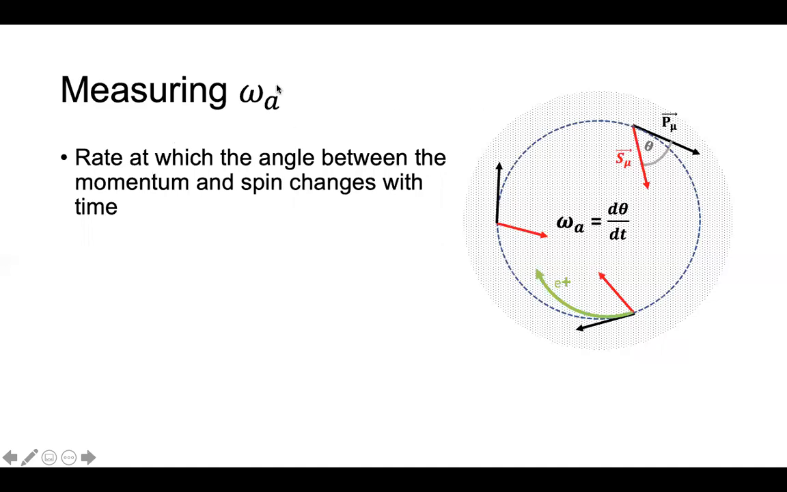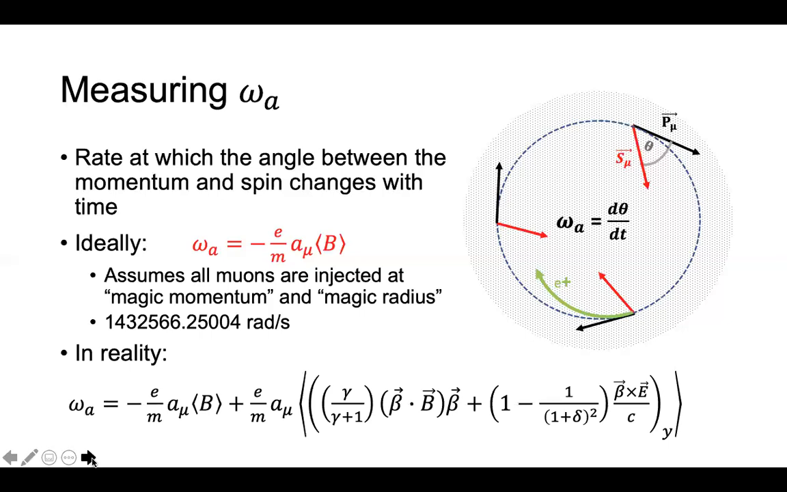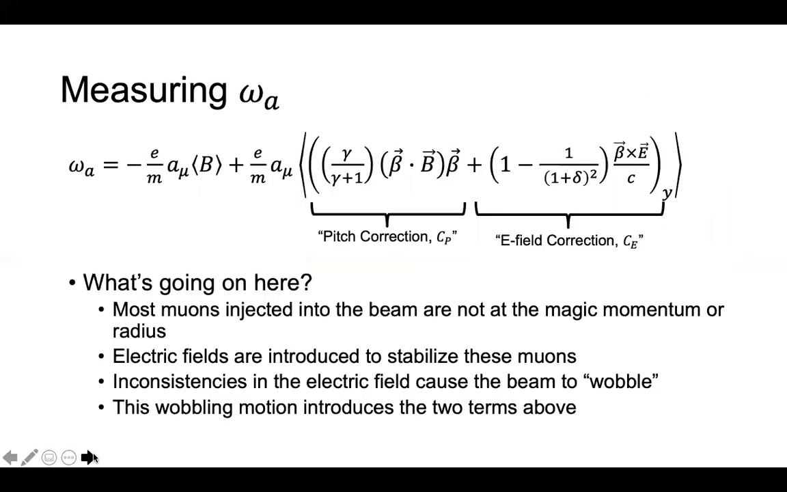So what is omega_a? Omega_a is the rate of change of the angle between the muon's momentum and its spin as it moves along this circular beam line. So we expect it to be a constant as long as we know the strength of the B field. It should come out to this number. And this would happen if we injected all the muons at just the right position with just the right amount of speed. But what we see in reality is this. So what's going on with that?